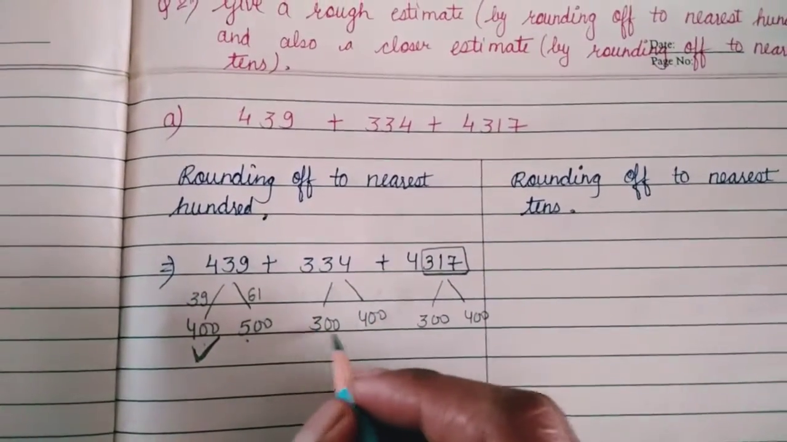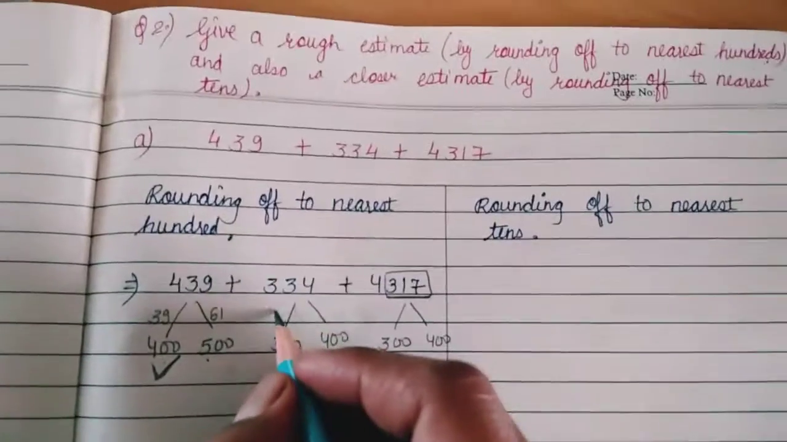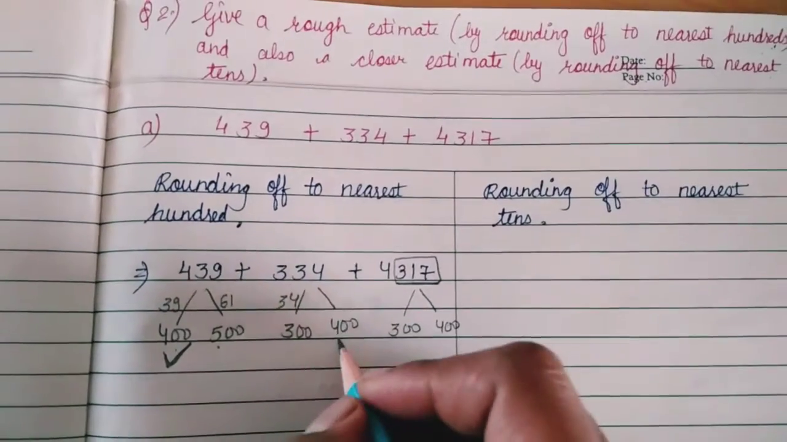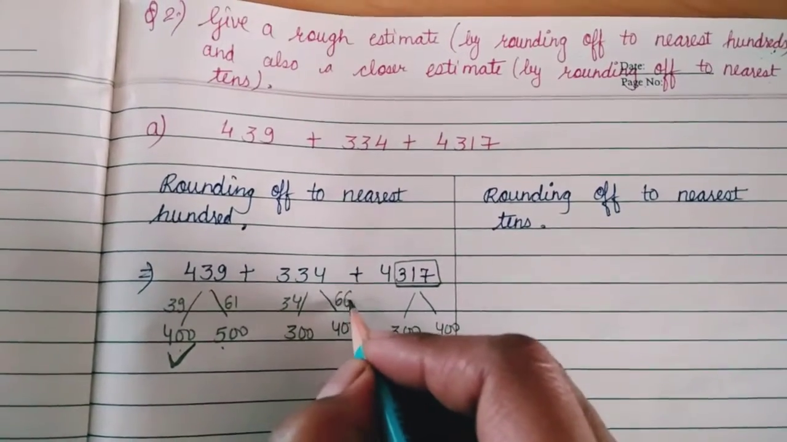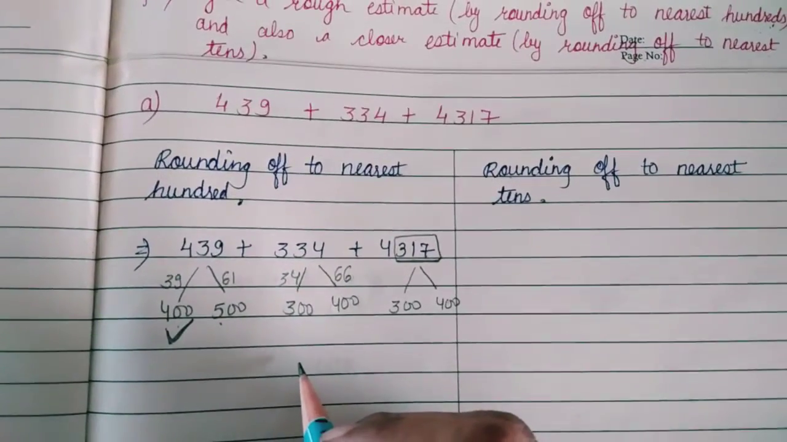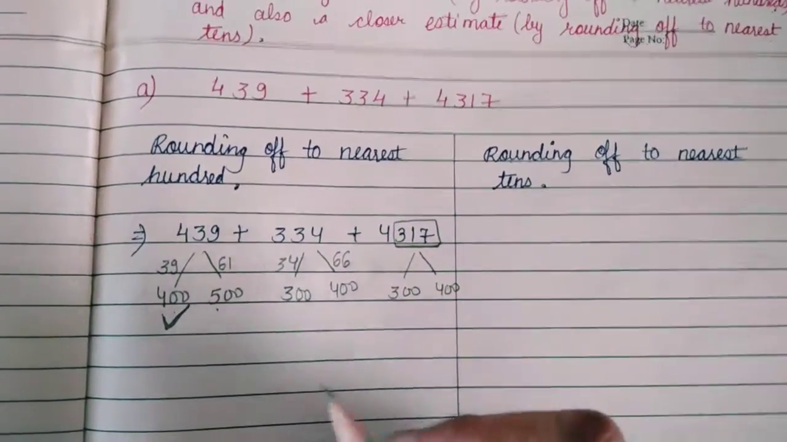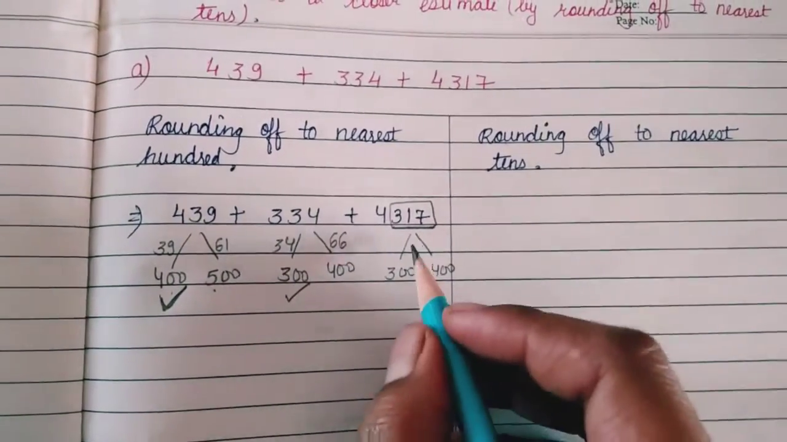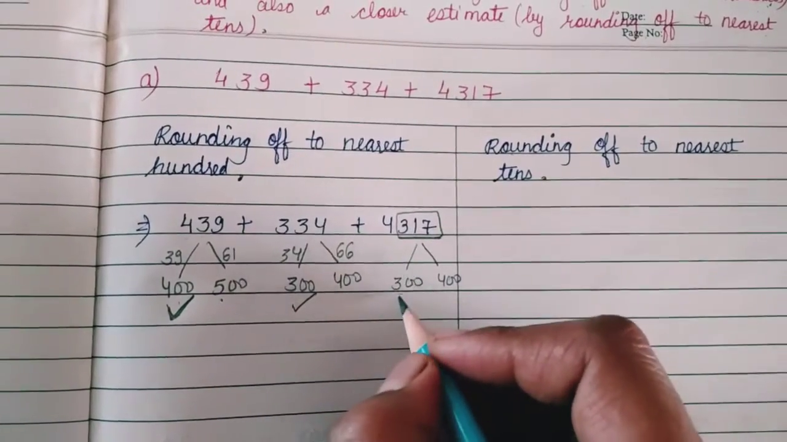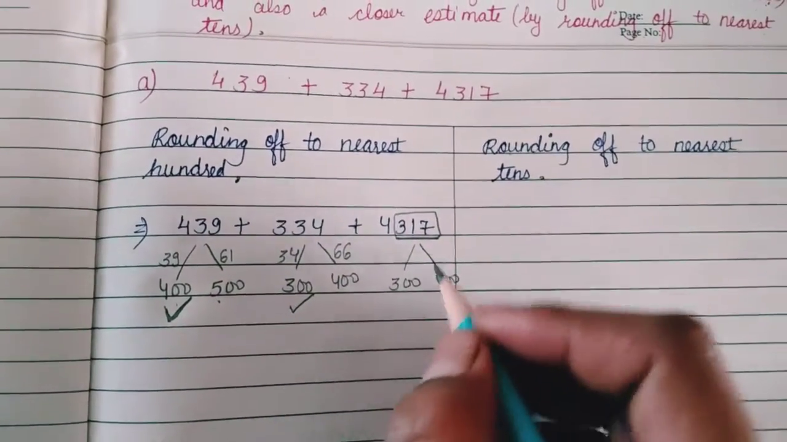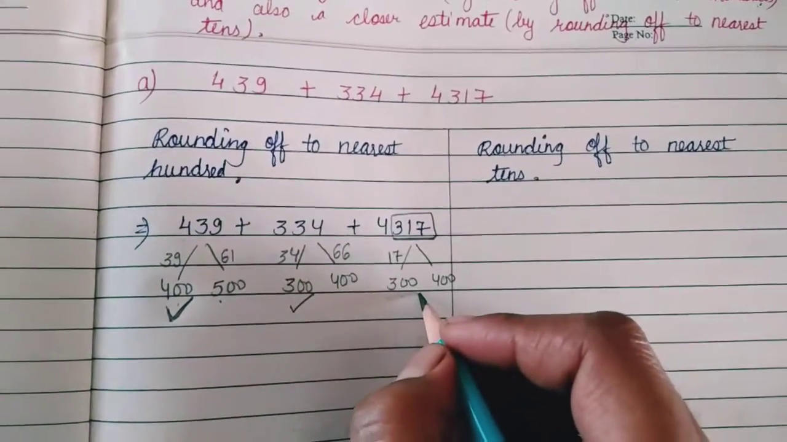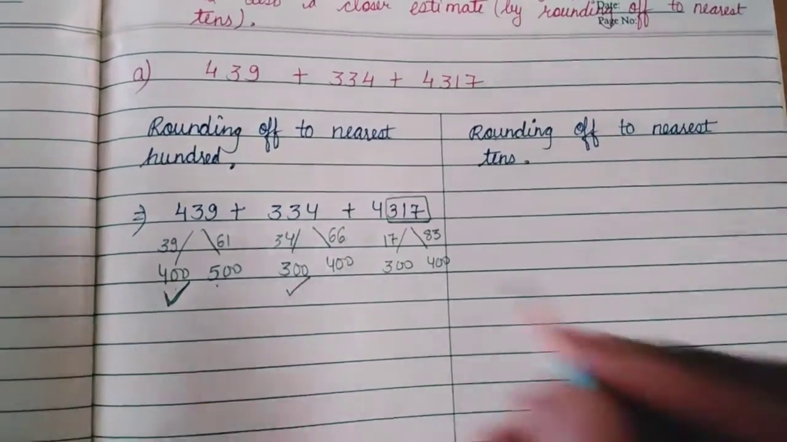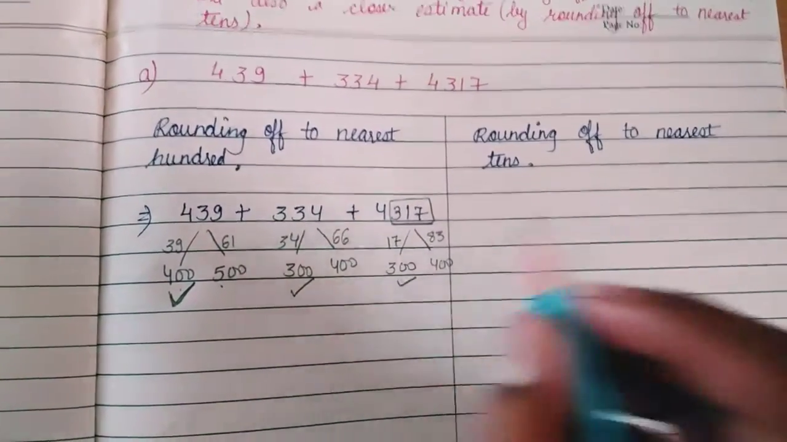As it is, from 300 we have to take 34 steps to reach 334. But from 400 we have to take 66 steps to reach 334. So where did we get fewer steps? From 300. Now the last one, 317. To reach 317 we have to take 17 steps from 300 and 83 steps from 400. We got fewer steps from 300.